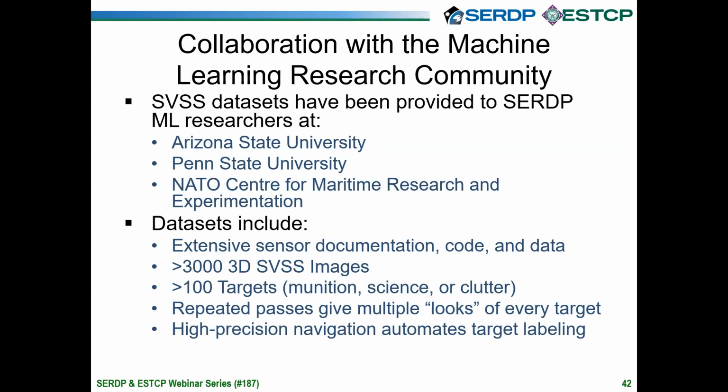The data sets include extensive sensor documentation, code, and data: more than 3,000 three-dimensional SVSS images, over 100 targets. I believe we're at something like 150 or 160 targets. We have repeat passes over those targets that give multiple looks on every target, and we have high precision navigation that automates target labeling. Our ground truth is sufficiently accurate that when we label the position of where an object should be in the image with our ground truth, the pixel, or the voxel, that we are picking out is generally on the object itself. So there's almost no data curation or association that's needed with these data sets.